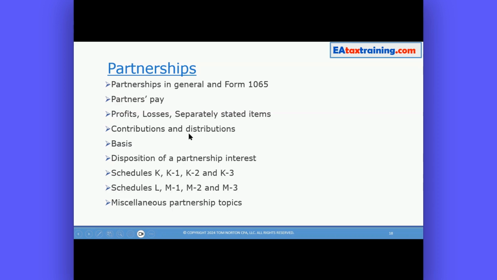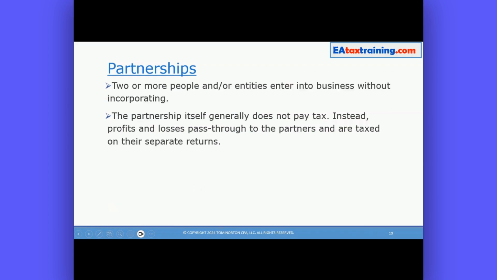Then we'll look more at Schedules K and Schedules L. So you've got Schedule K along with K1, and then you've got Schedule K2 along with K3, and then Schedule L, which is the balance sheet, along with M1, M2, and M3. We will look at and talk about all of those. And then we will handle a couple of miscellaneous partnership topics at the end.